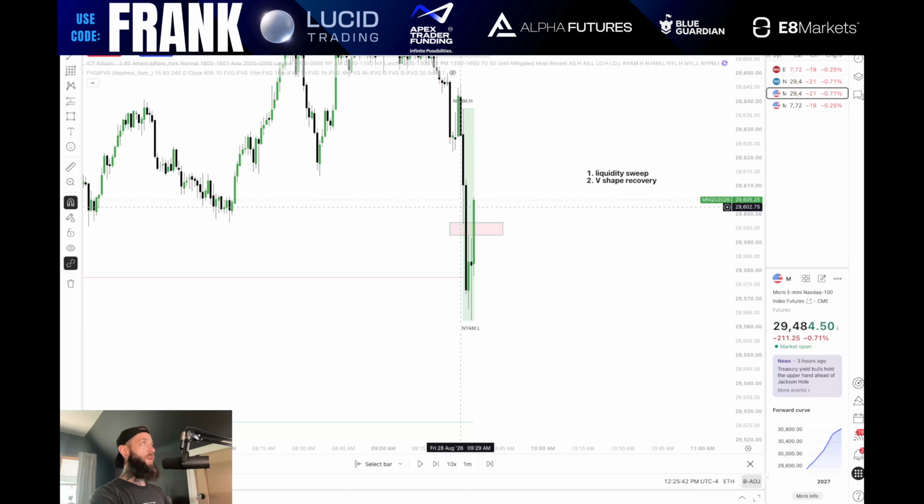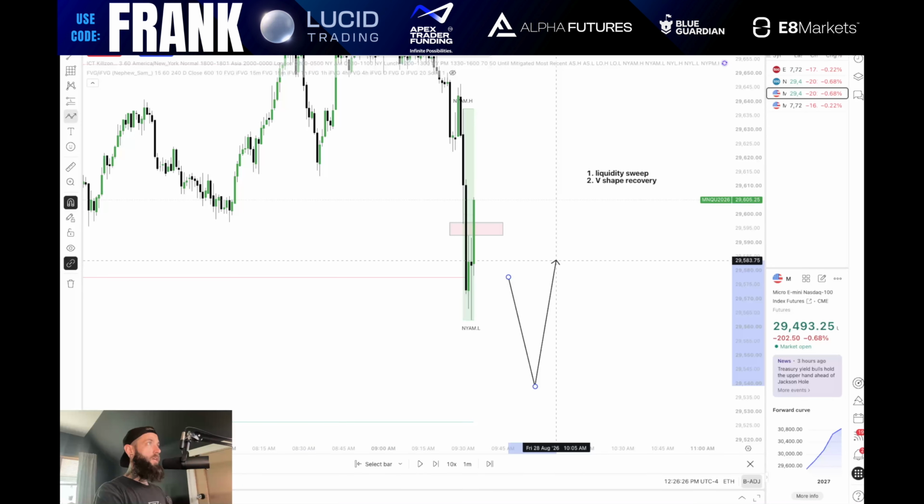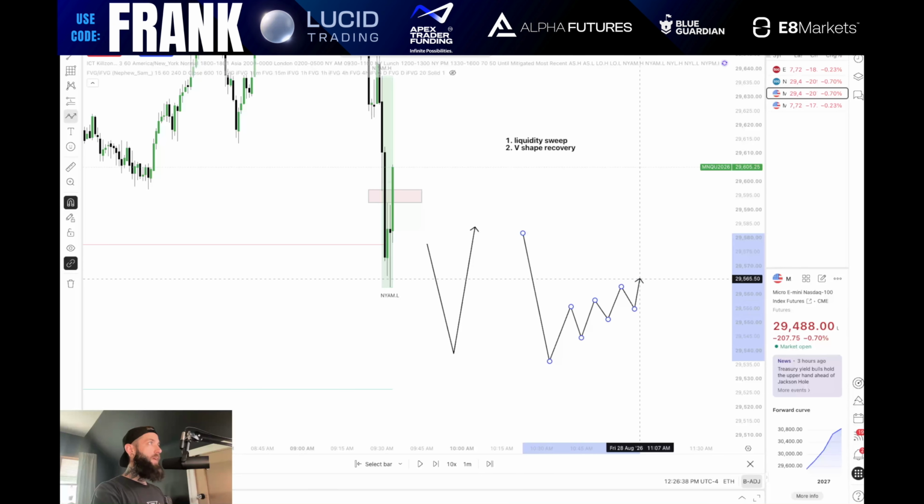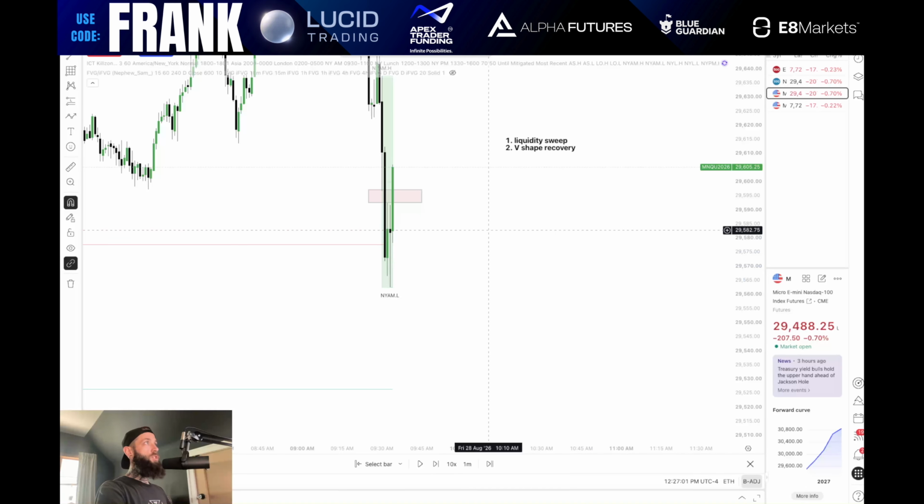Now, when I say V-shaped recovery, it's exactly what it sounds like. It's a strong move down and a strong move up. This right here is very decisive, right? V-shaped recovery, there's no question about it. But if we look at a move like this where we come up and we sort of start trickling up and we're not having any strong displacement to the upside, typically what you might see in this scenario is another manipulation to the bottom, sweeping out that low, and then a V-shaped recovery after. So V-shaped recovery is super important.